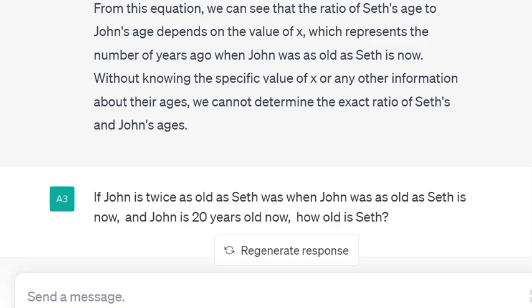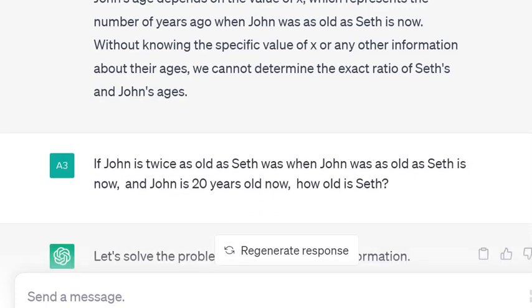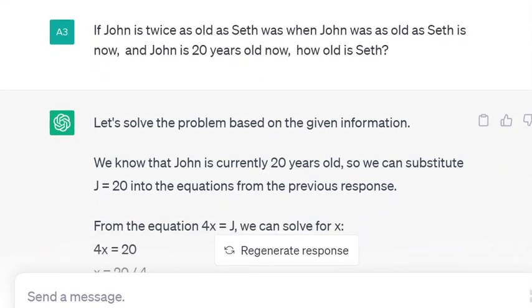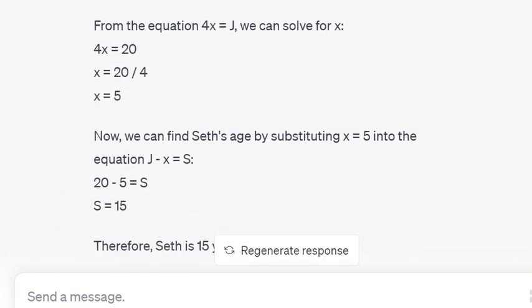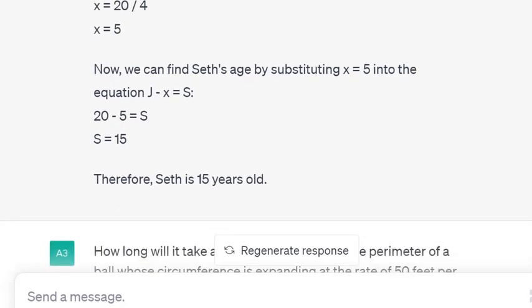So I decided, okay, I'll make it a little bit easier. I'll tell it that John is 20 years old. So I gave it the same problem, except just saying John is 20 years old. How old is Seth? And this time it looked like it used the same equations as before, and it came up with Seth is 15 years old. So that's quite impressive that it was able to translate verbiage into mathematical equations and solve the problem.